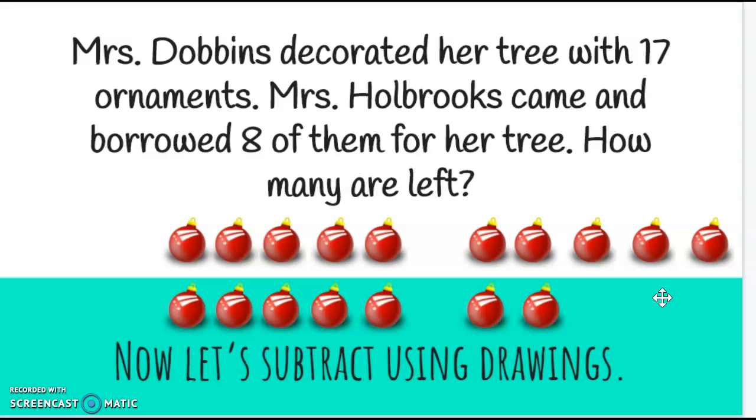It says, Miss Dobbins decorated her tree with 17 ornaments. Miss Holbrooks came and borrowed 8 of them for her tree. How many are left? So we know that 17 and 8 are important numbers, and it says that Miss Dobbins decorated her tree with 17 ornaments. So the first thing I want you to do is draw 17 pictures. Now, usually in school or in class, we just use circles because that's the easiest, quickest way to do things. So on your paper right now, draw 17 circles because she started with 17 ornaments.